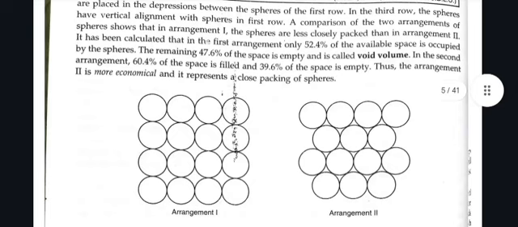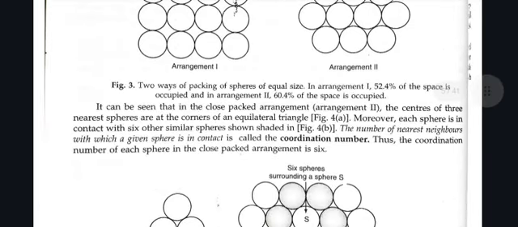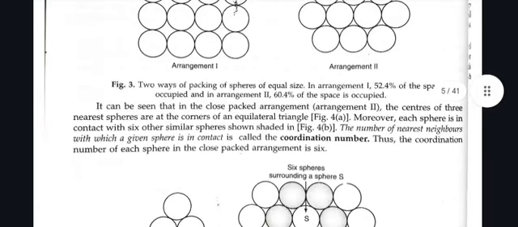In the second arrangement, 60.4% of the space is filled and 39.6% of the space is empty. This arrangement 2 is more economical and it represents a close packing of spheres. It can be seen that in close packing arrangement 2, the centers of 3 nearest spheres are at the corners of an equilateral triangle. Moreover, each sphere is in contact with 6 other similar spheres, shown shaded in figure 4b.